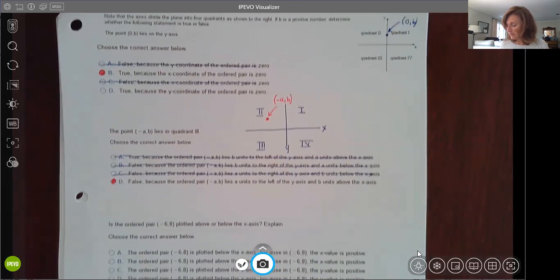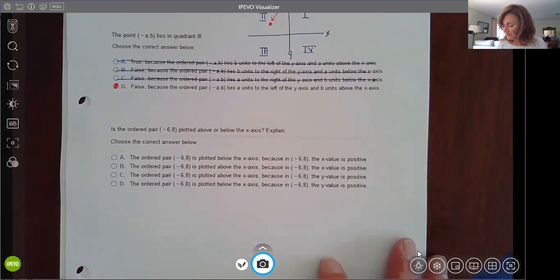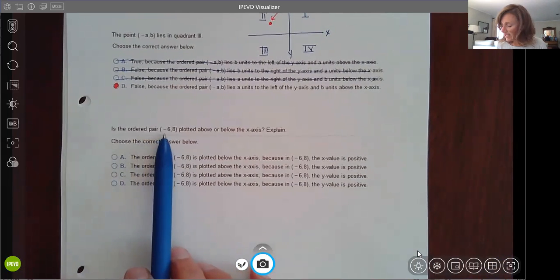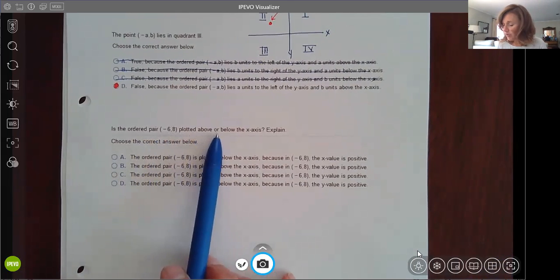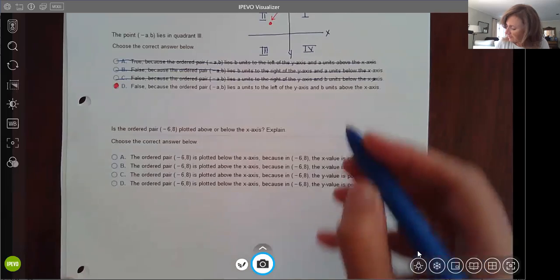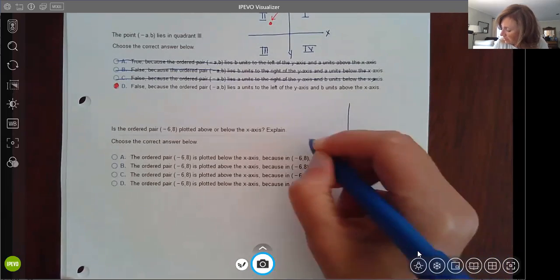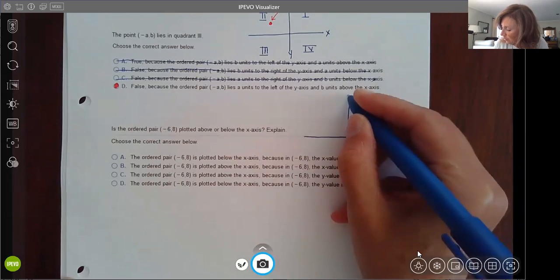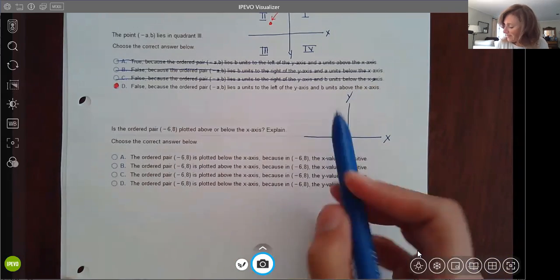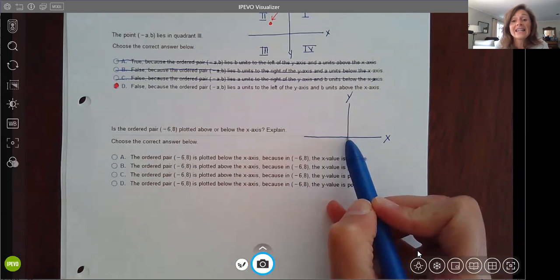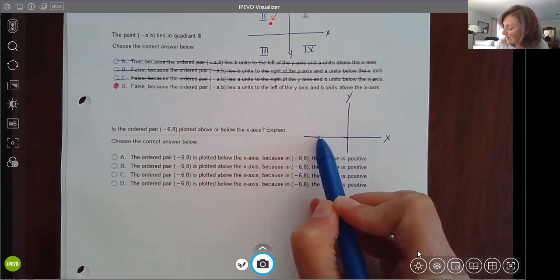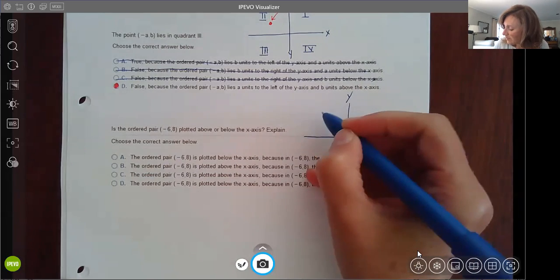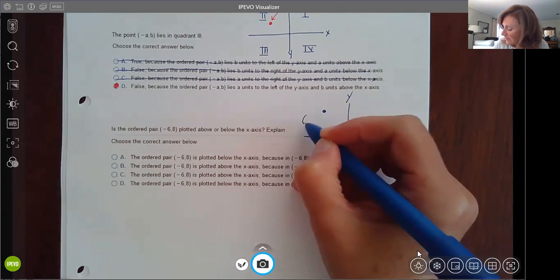All right, here, try this one. Is the ordered pair -6, 8 plotted above or below the x-axis? All right, let's try it. Here we go. So here's my x, here's my y. So to plot this, I'd start at the origin. The -6 says to go left, and the 8 says to go up. So I'm somewhere in here, right? That's what this would look like.